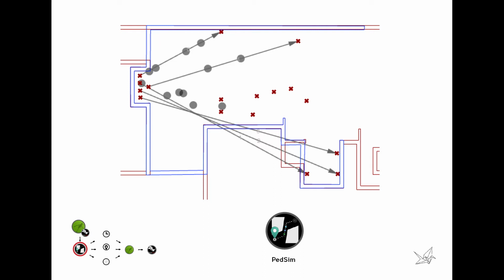Now the second stage, PEDSIM. This was hard to implement because PEDSIM is quite finicky with walls. So I had to draw my own boundary with the blue lines. And PEDSIM, it's hard to adapt to the floor plan.